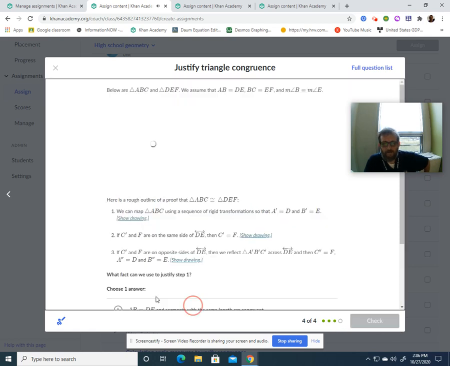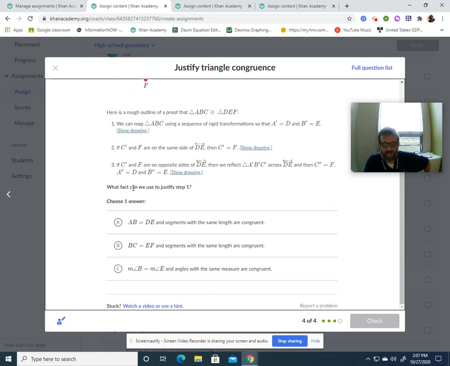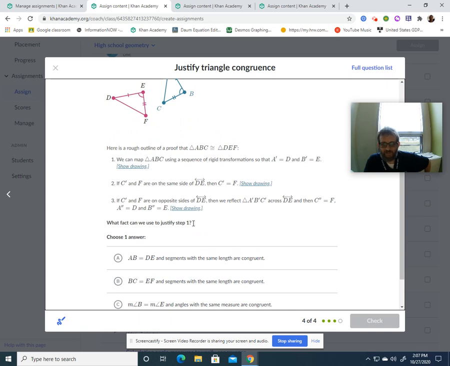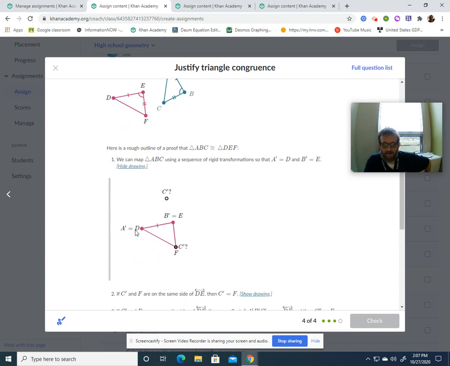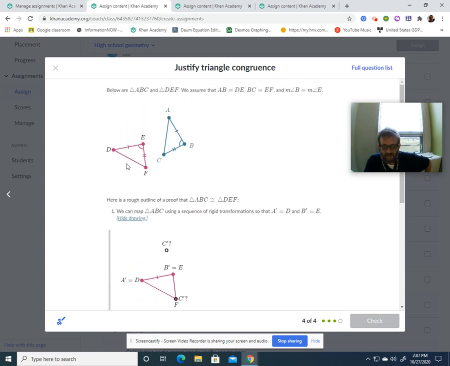Okay. And then the last one, we're doing it one more time. We're doing side, angle, side here. We're going to turn this one into this one. Again, they're going to use some transformations. They're going to slide it along. And it asks, what fact can we use to justify step one? So how can we say, okay, if we map it over, E and B are going to be in the same spot, if A prime is the same as D and B prime is the same as E.